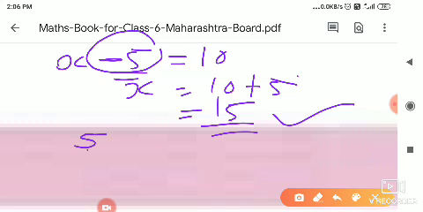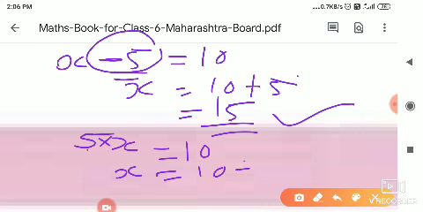And suppose 5x is equal to 10. We have to find the value of x. And 5 is here for multiplication, so this 5 will go there for division. So 10 divided by 5: 5 ones are 5, 5 twos are 10. Means for addition a number moves there for subtraction, and for multiplication, if the number is on the LHS, it will move towards the RHS for division.